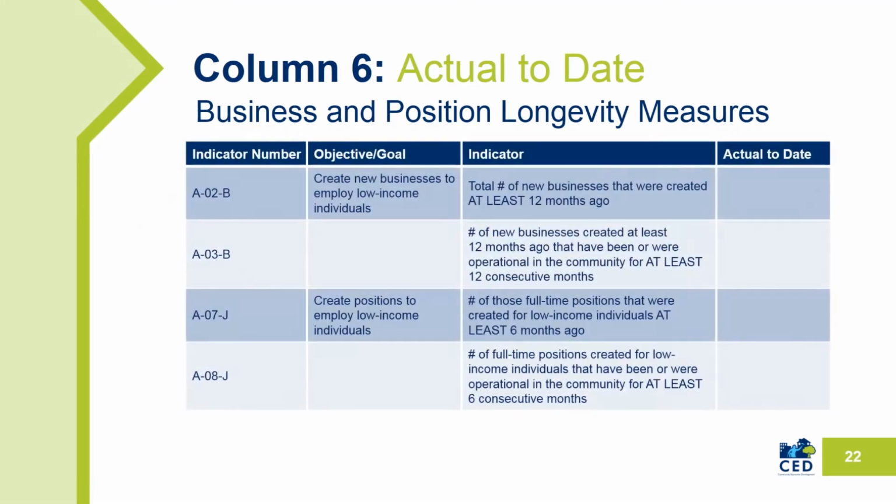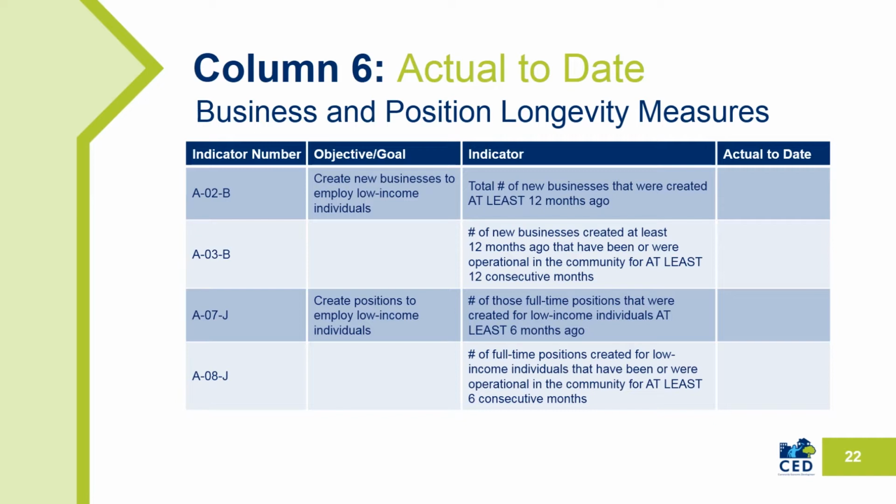Now we will return to the indicators we skipped over earlier. They track longevity of businesses and positions created and give credit for ones that last. The key time frame for businesses is 12 months. In order to track longevity, you must provide 2 pieces of information: the number of new businesses created at least 12 months ago, indicator A02B, regardless of whether they still exist, and of those, how many have been operational for at least 12 months, A03B.